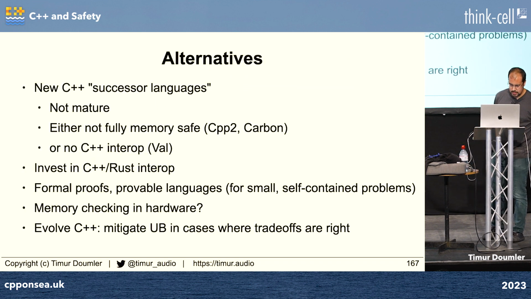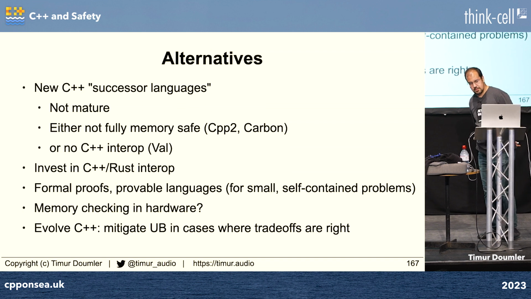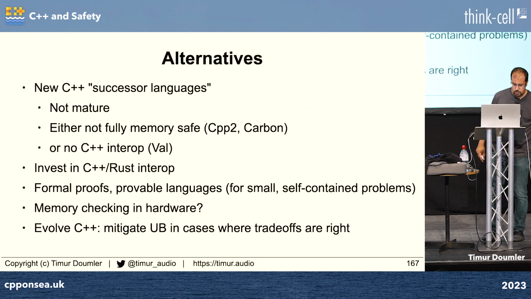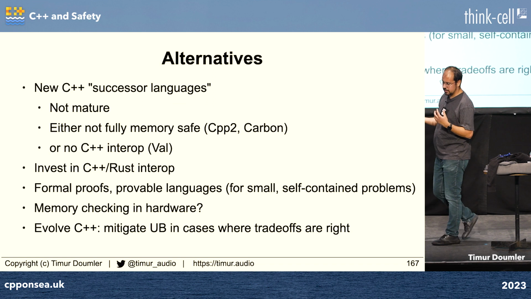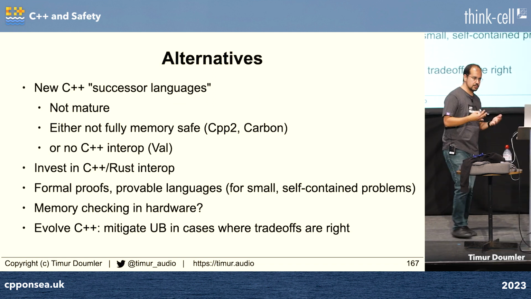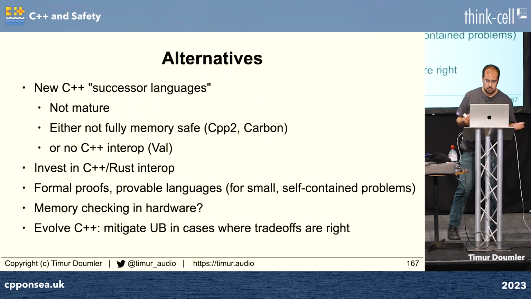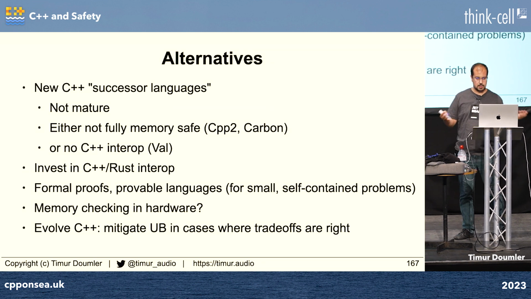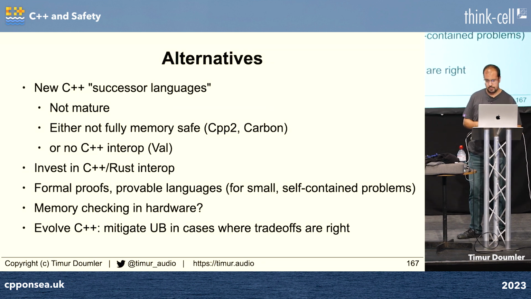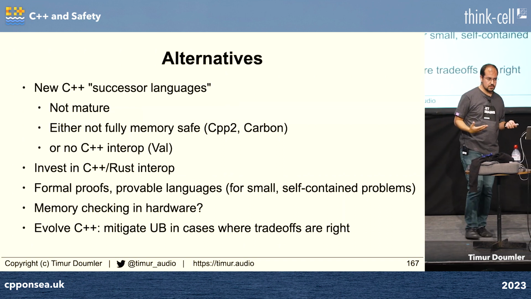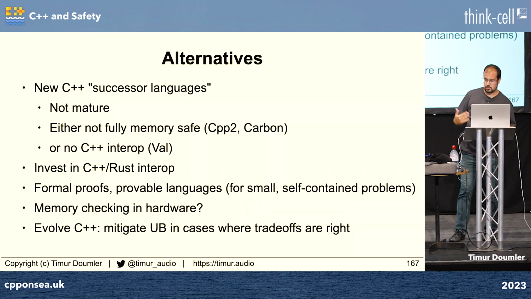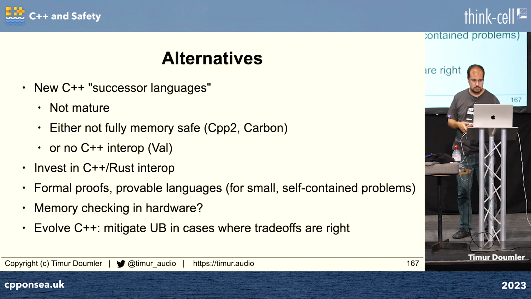So what alternatives do we have? We have these new C++ successor languages that we have talked about a lot recently. They're not mature. Either they have very good interop with C++ but they're not fully memory safe, or at least not at the moment, like CPP2 and Carbon, or Val is, but C++ interop isn't really part of the story there. Rust is pretty much the only one of these that is reasonably mature, so maybe we should just invest in C++ Rust interop. I think that's a very reasonable thing to do.